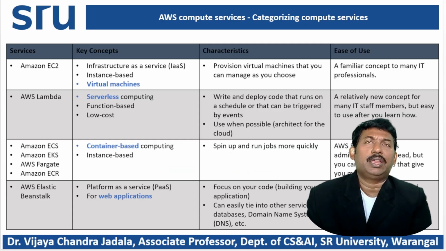Then come the different categorizations of the cloud compute services. The services are EC2, AWS Lambda, ECS, EKS, that is Elastic Container Service, Elastic Kubernetes Service, AWS Fargate, Amazon ECR, Elastic Container Registry, then AWS Elastic Beanstalk. So these are all the different services which are part of the compute service.